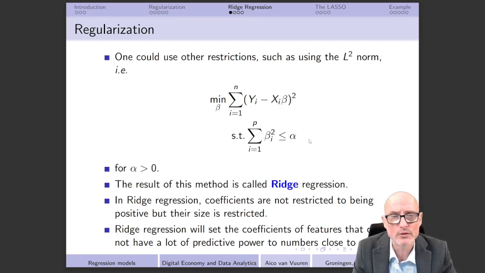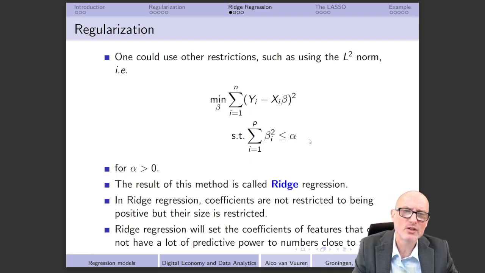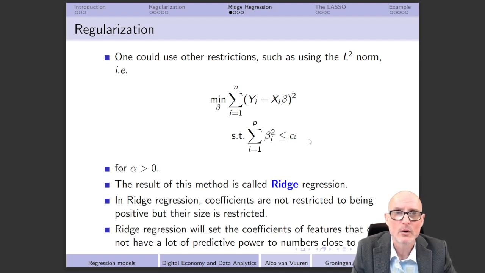So therefore this algorithm is going to be a little bit more cautious in setting the betas too high compared to an unrestricted regression, in the sense that it will set the coefficients of features with not that much predictive power very close to zero. It's very unlikely that it will be exactly equal to zero, but they will be very close to zero.